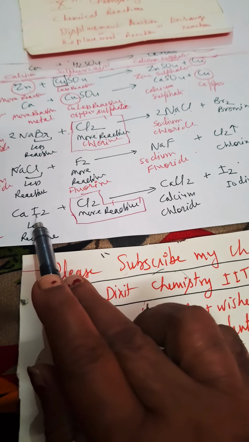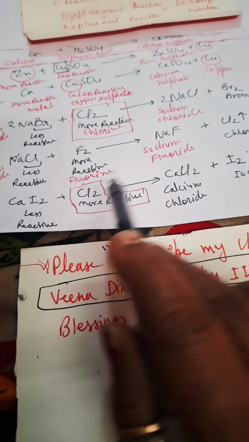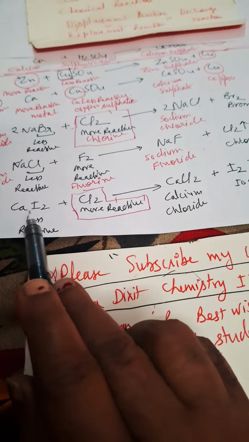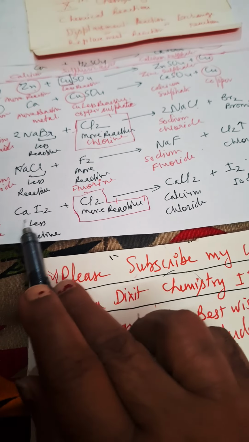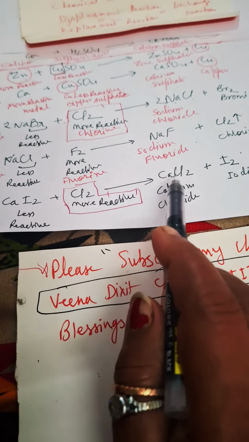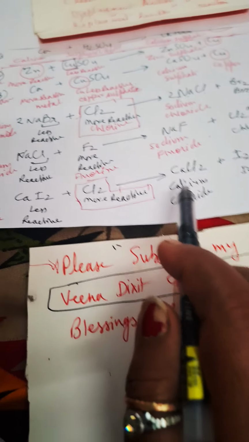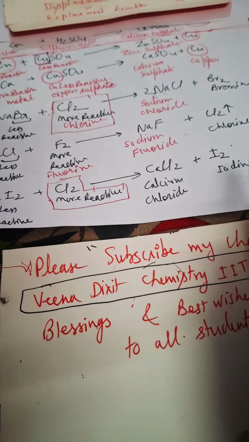Okay, so Cl2 displaces iodine from calcium iodide, and iodine is replaced. Cl will take the position of iodine, and it will become the boss now, calcium chloride. So the new products are calcium chloride and iodine.